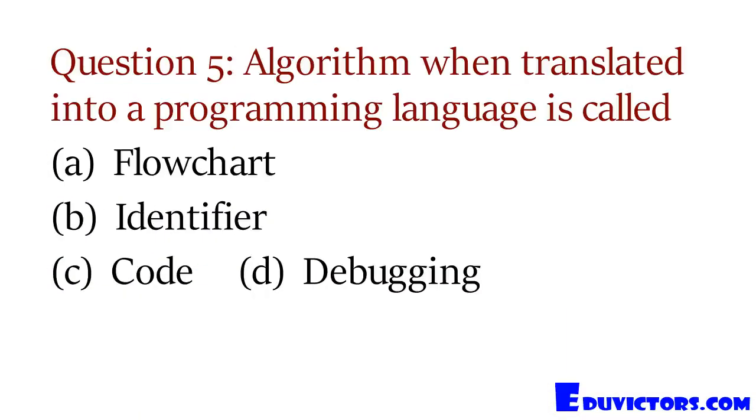Algorithm, when translated into a programming language, is called A. Flowchart. B. Identifier. C. Code. D. Debugging.